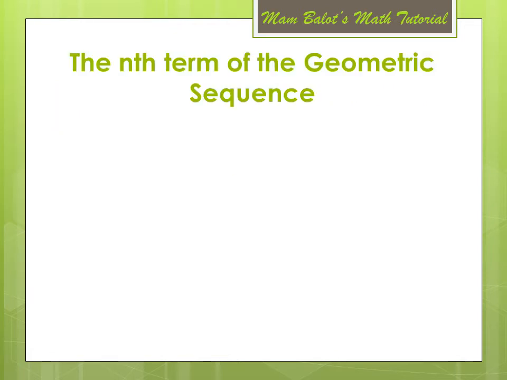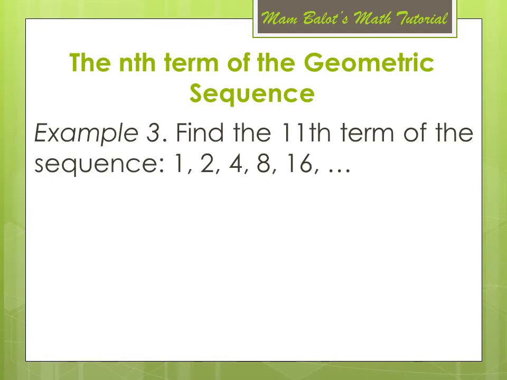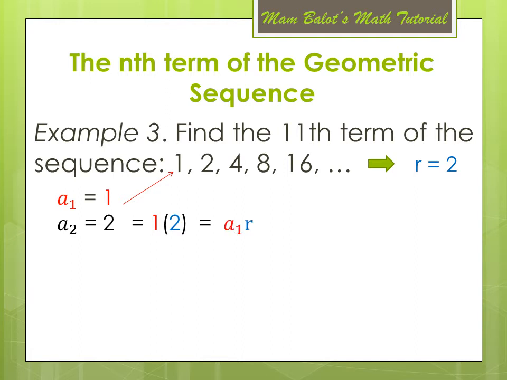Let us now derive the nth term of the geometric sequence. We will use example 3. Find the 11th term of the sequence 1, 2, 4, 8, 16, and so on. From this sequence, we know that r is equal to 2, and our first term a sub 1 is equal to 1. The second term a sub 2 is equal to 2, which came from 1 times 2. Since we know that 1 is the first term and 2 is the ratio, we can express this as a sub 1 times r.